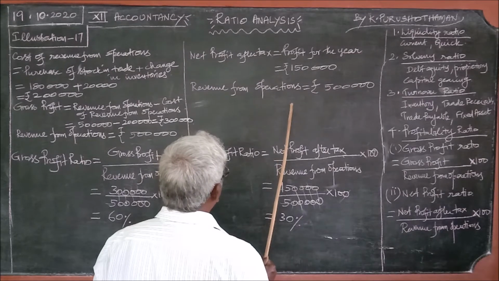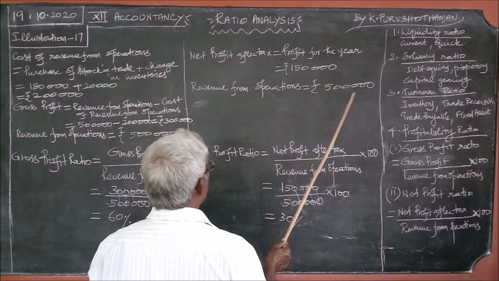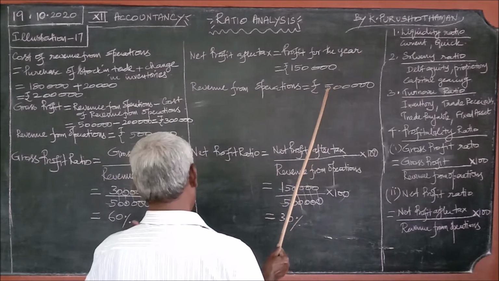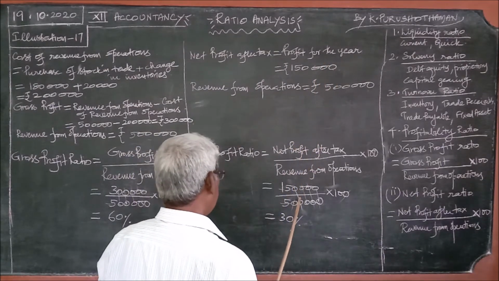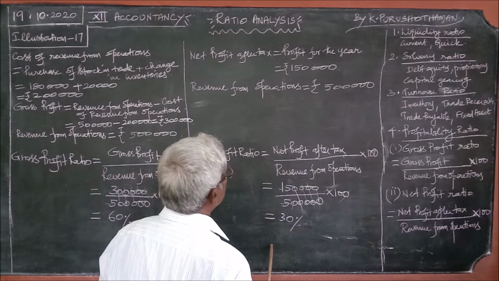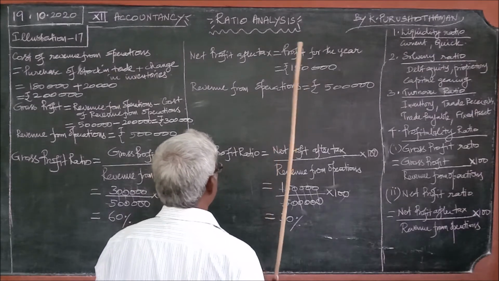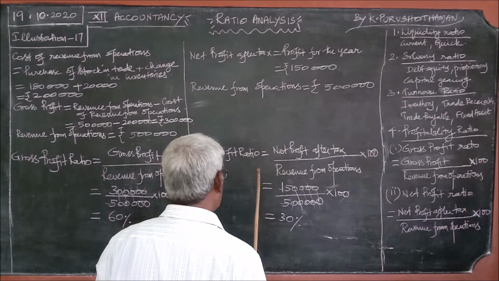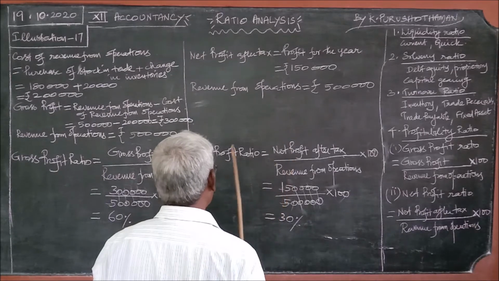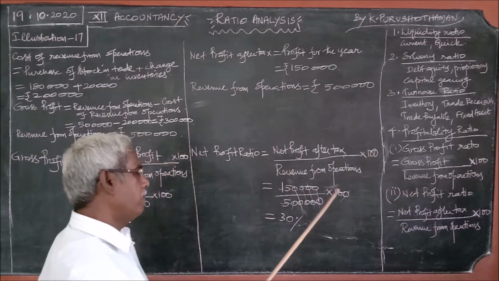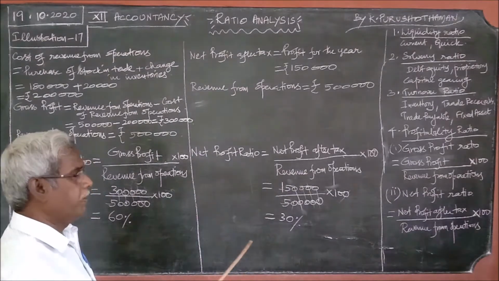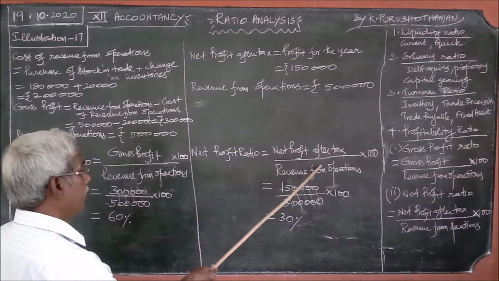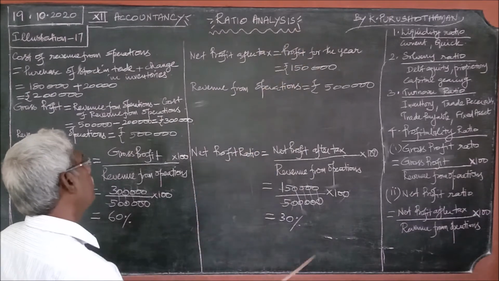Revenue from operations is also given. The value is given straight away. So you can substitute these two in the problem. You can find it. This is an easy question, and the one thing you should remember is net profit ratio is equal to net profit by revenue from operations. Net profit in the sense net profit after tax. It's okay. There's no problem.